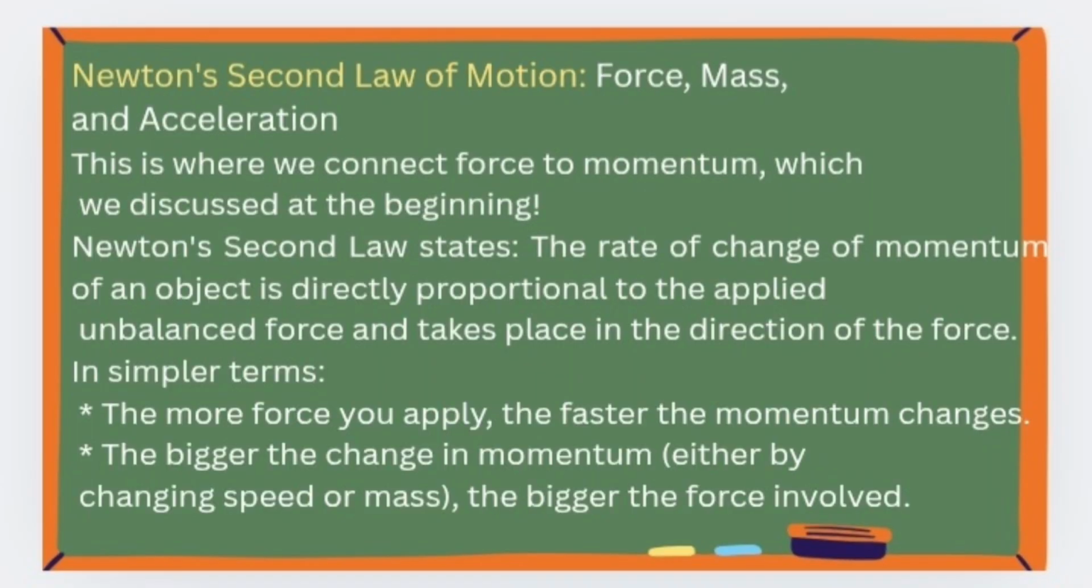Newton's second law of motion. Force, mass, and acceleration. This is where we connect force to momentum, which we discussed at the beginning. Newton's second law states, the rate of change of momentum of an object is directly proportional to the applied unbalanced force and takes place in the direction of the force. In simpler terms, the more force you apply, the faster the momentum changes. The bigger the change in momentum, either by changing speed or mass, the bigger the force involved.